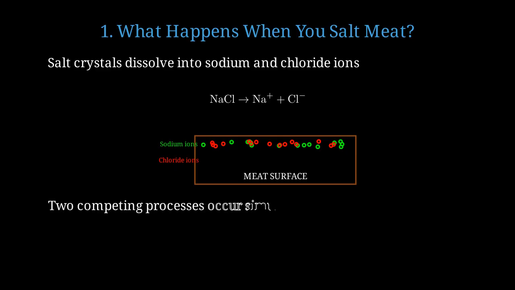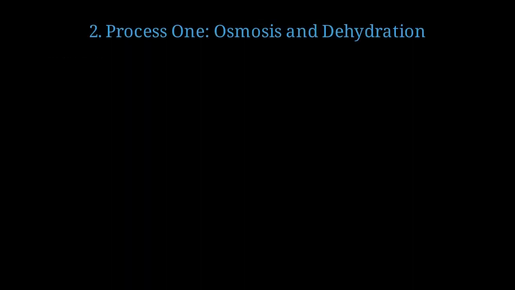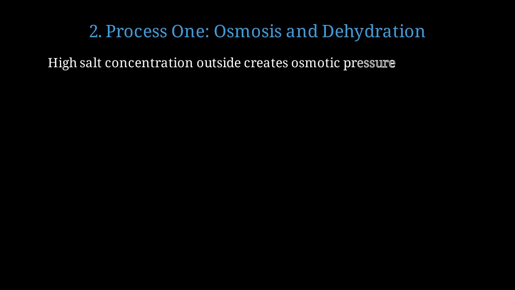Now here's the key. Two competing processes happen at the same time, and timing determines which wins. The first process is osmosis, which initially draws water out of the meat. The high concentration of salt on the surface creates a powerful osmotic pressure gradient. Osmotic pressure equals the van 't Hoff factor times molarity times the gas constant times temperature.